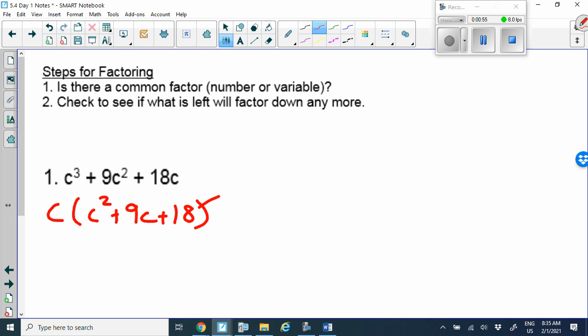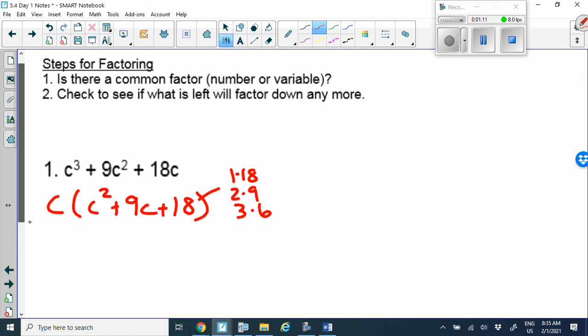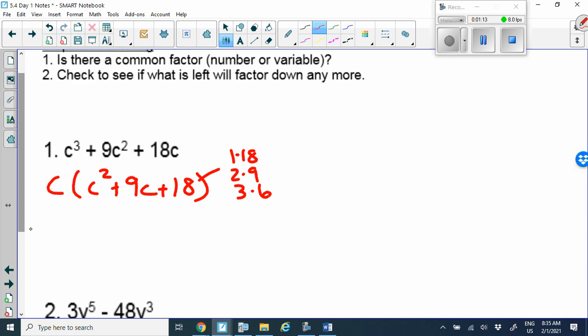We've done factoring quadratics already, and our a value, the number in front of the c squared, is a 1. So all we need to do is decide what numbers multiply to 18. Those are what we call the factors. We have 1 and 18, 2 and 9, 3 and 6. Are there any pairs that add up to our middle term of positive 9? Yeah, 3 and 6.